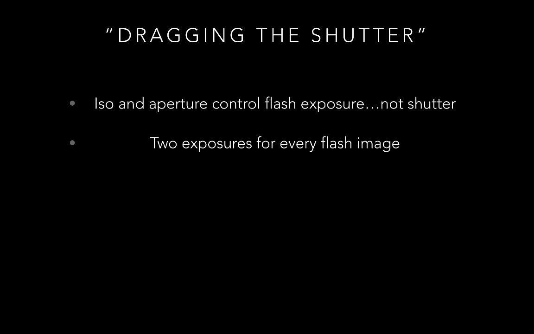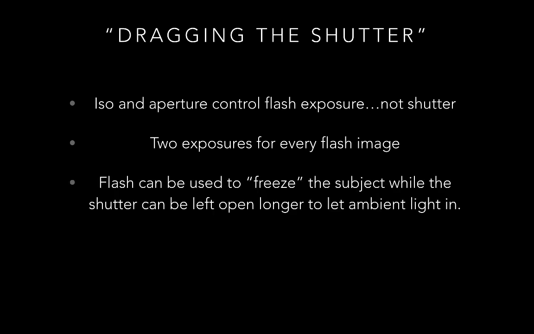By massaging the power output on that flash, or massaging the distance between the flash and the person, we're then able to back up or bring it closer, and actually control how much of that flash is in the frame using ISO and aperture. So for every exposure we take using a flash, there's actually two exposures, one for the ambient and one for the flash. So flash can be used to freeze the subject, while the shutter can be left open longer to let ambient light in.